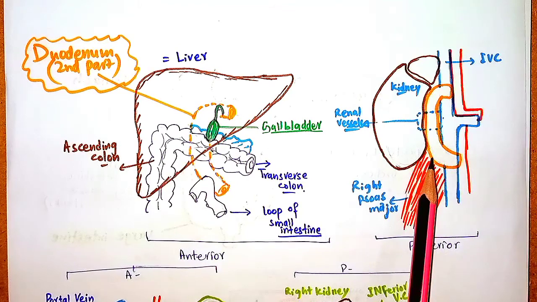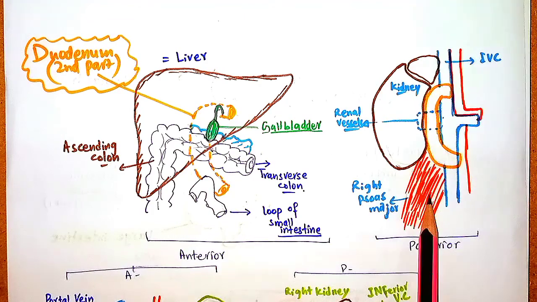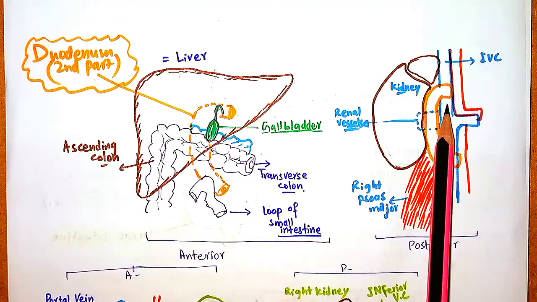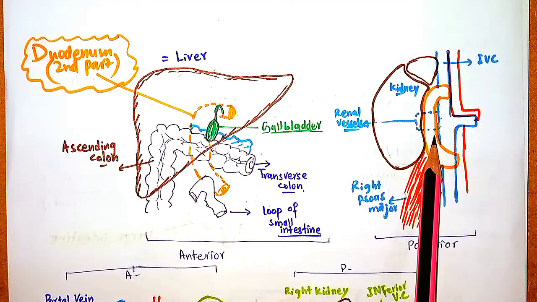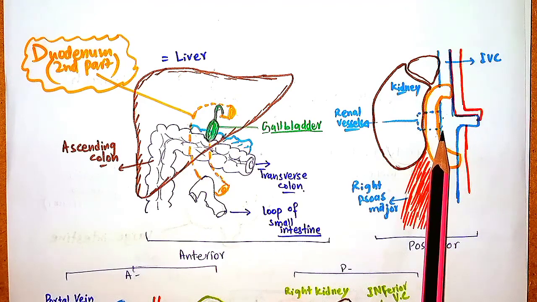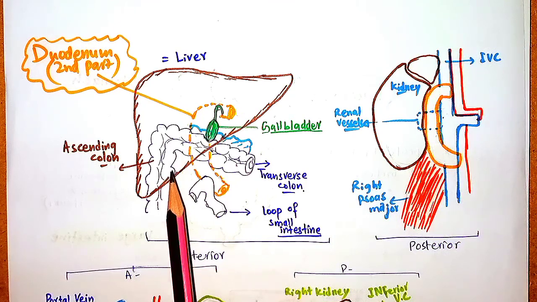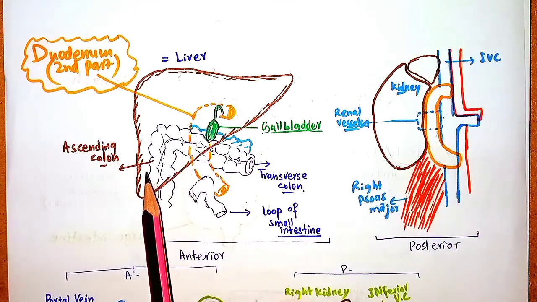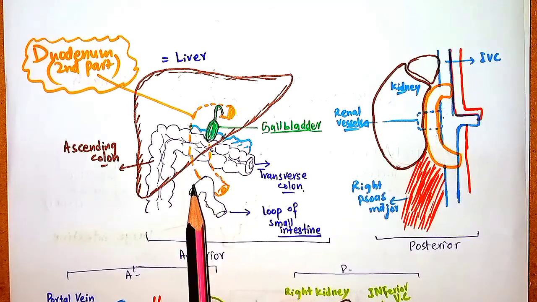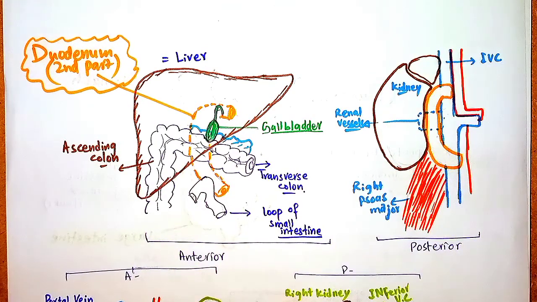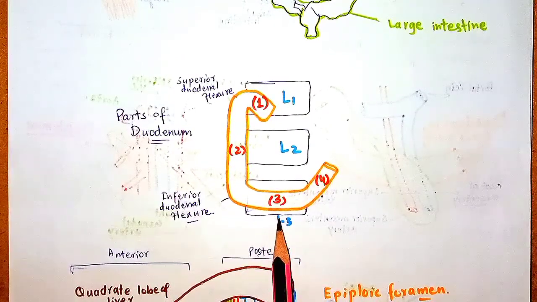On the posterior aspect, the hilum of the kidney, the right renal vessels, right psoas major muscle and the right edge of the inferior vena cava make the posterior relations of the second part of the duodenum. Laterally, the right colic flexure, ascending colon and somewhat the right lobe of the liver make the lateral relations. Medially, the head of the pancreas and the bile duct are present on the medial aspect of the second part of the duodenum. Now the third or the horizontal part of the duodenum.